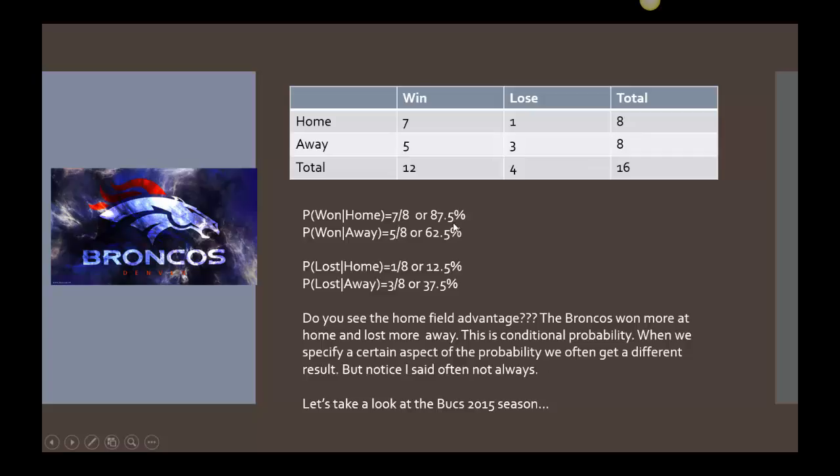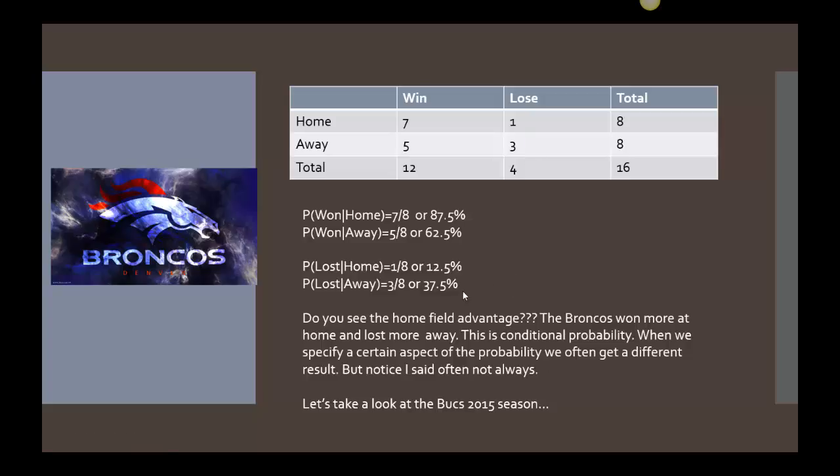8, or 87.5%. The probability they won when they were away? Well, they won 5 of their 8 total away games, which is 62.5%. So definitely a difference there between winning at home or away, which means there's also a difference where they lost. So lost at home, they only lost 1 home game. So that's 1 over 8, or 12.5% chance of losing. But away, they lost 3. So 3 out of 8 is 37.5%.